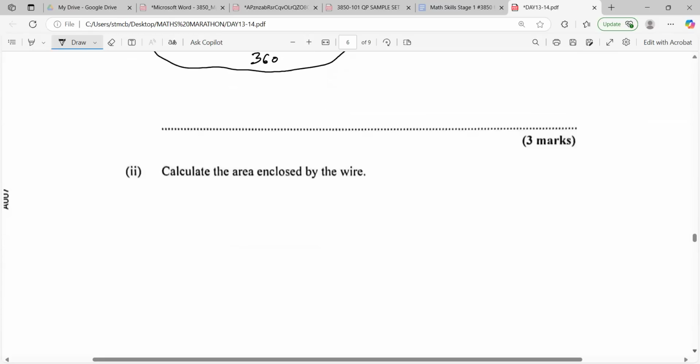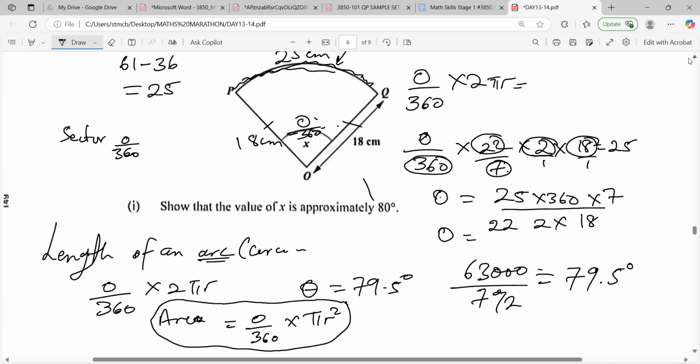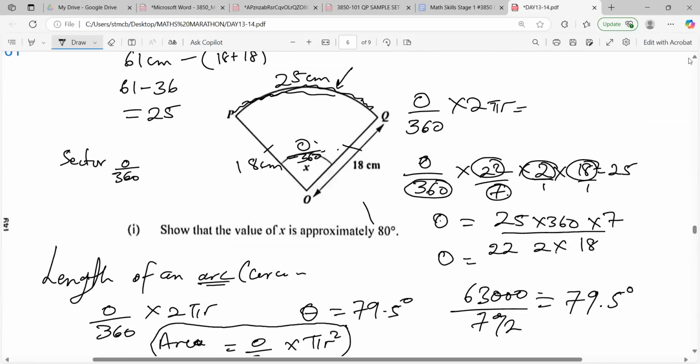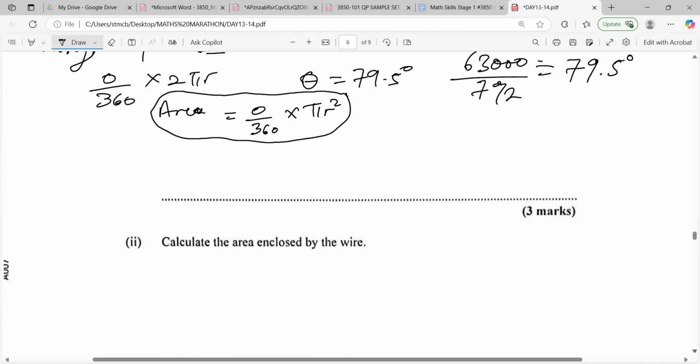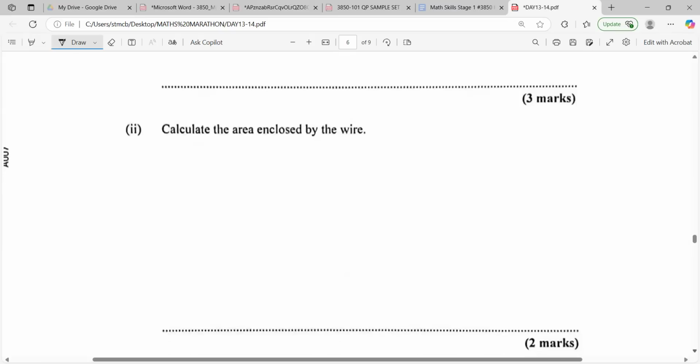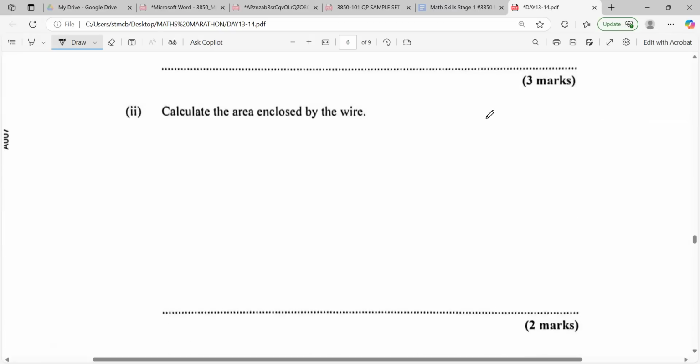All right, it says calculate the area enclosed. Oh, see the marks, the area for the sector. So we actually are going to do it. Yeah, so they want the area, right, of this. So I'm going to rewrite this one. Oh, I forgot, you guys should try it first. Yeah, try it first, guys.